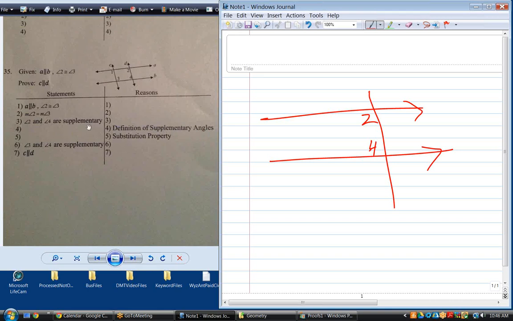Well, what should go here in the statement? I don't know, something about... What does the definition of supplementary angles mean? Did I add to 180? That's what goes there. Angle 2 plus angle 4 equals 180. And the reason is that's the definition of supplementary angles. And we've just said that they are supplementary.